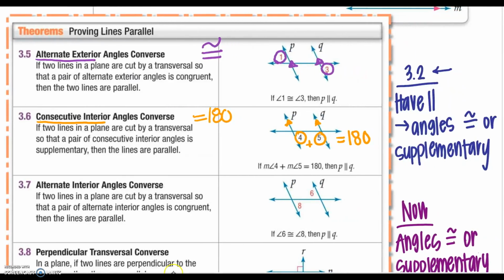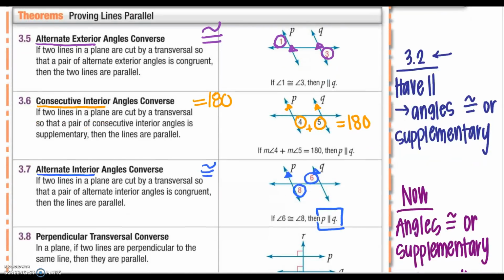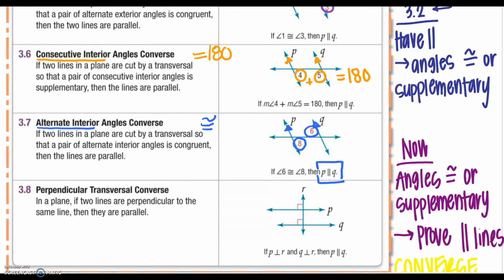Alternate interior angles. Alternate interiors, again, are congruent. So if I know that 8 is congruent to 6, then I know that P is parallel to Q. So my final answer would be the then part: my lines are parallel. And then the last one, the perpendicular transversal converse. So if I know that two lines are perpendicular to the same line, then I know that the two lines are going to be parallel.